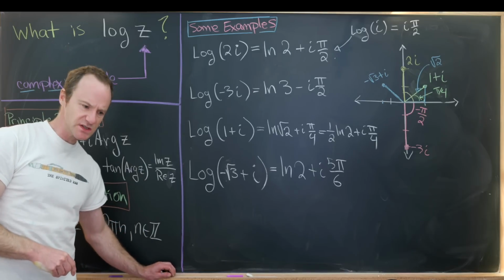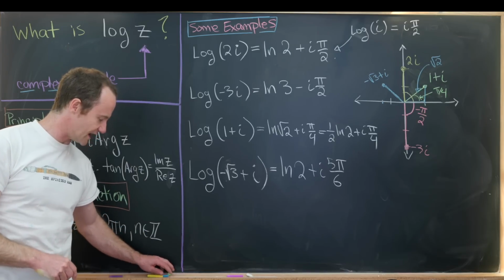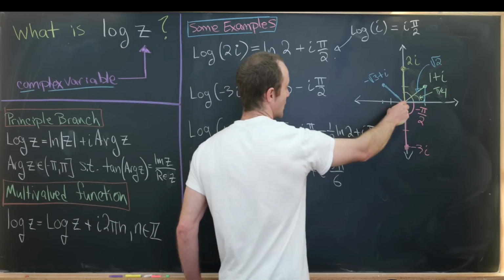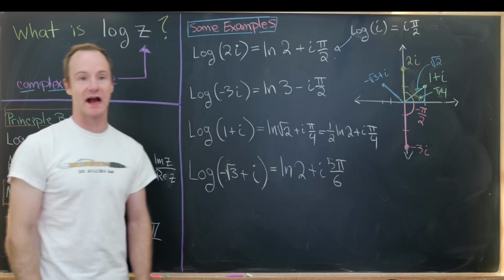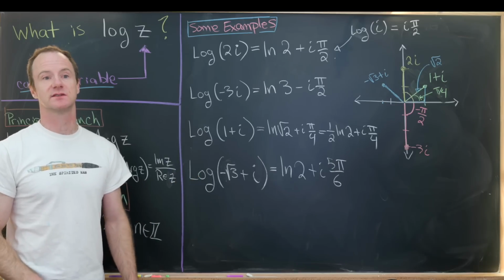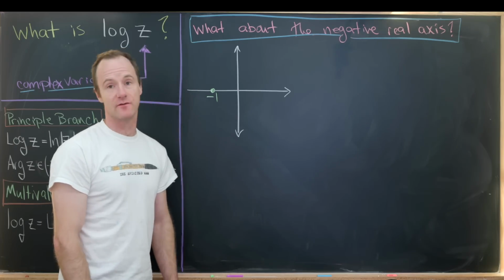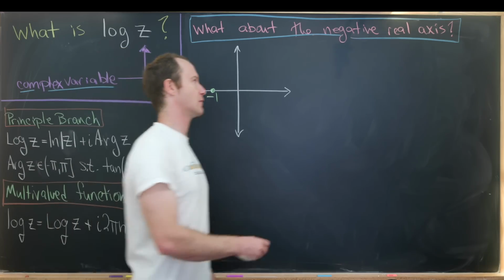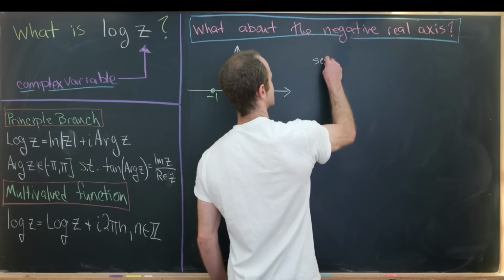Okay, so I think maybe you'll notice that in all of these calculations, we've stayed suspiciously away from the negative real axis. And there's actually a reason for that, and that's what we're going to get into next. So now, what happens on the negative real axis? I've graphed our point -1 here.